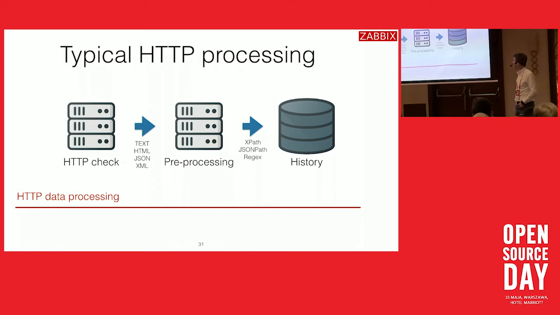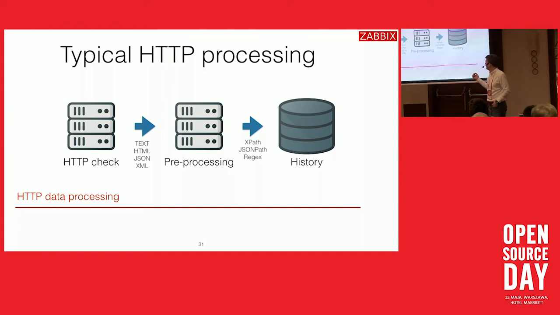And this is how typical HTTP processing may look like. So first we do HTTP check, yeah? Just we do get or post request. HTTP will return us, obviously, it may be some plain text, like in our case it's still HTML, but it could be a plain text returned by web server. It could be HTML, it could be JSON, could be XML, could be whatever, could be PDF document, anything we want. Then Zabbix may perform some pre-processing.